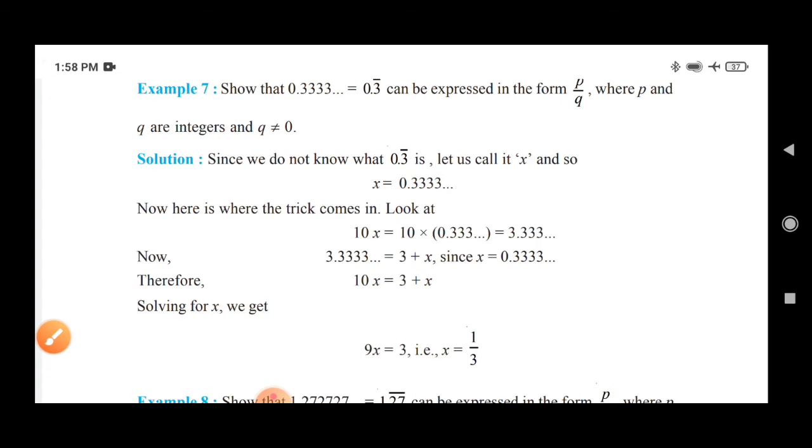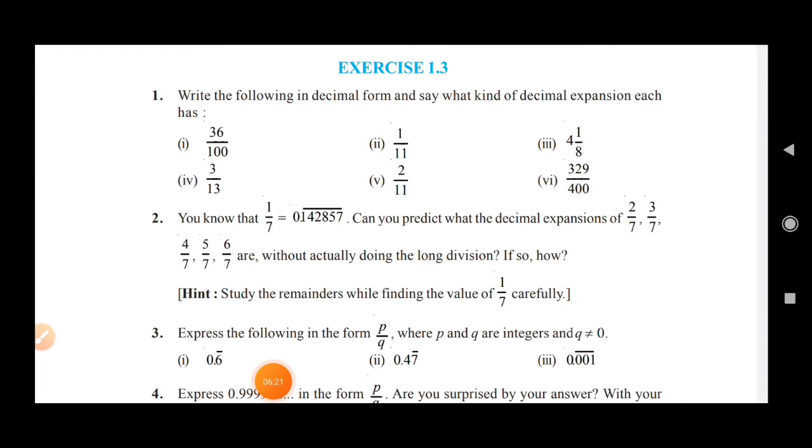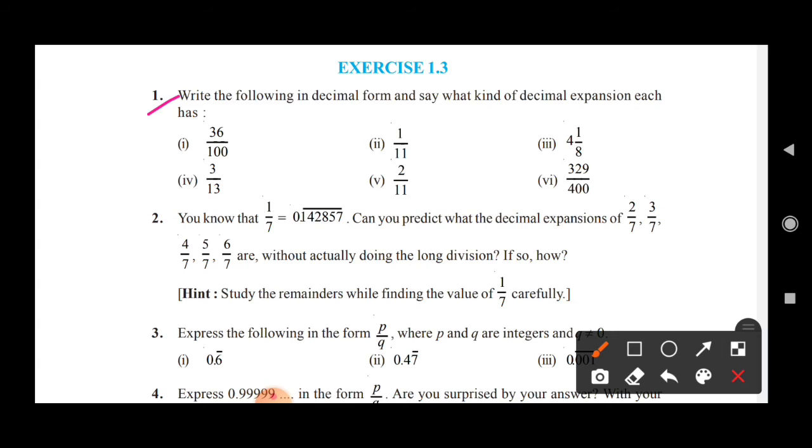Now move to exercise 1.3. In the first question you can see here: write the following in decimal form and say what kind of decimal expansion each has. Here are some fractions, so you have to identify what type of decimal expansion each is.